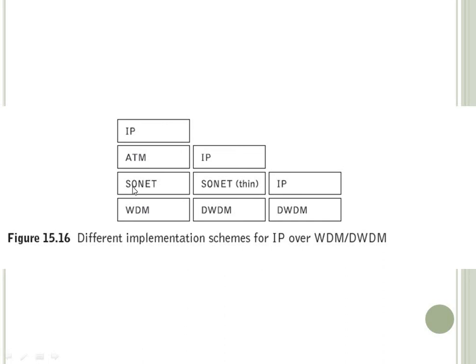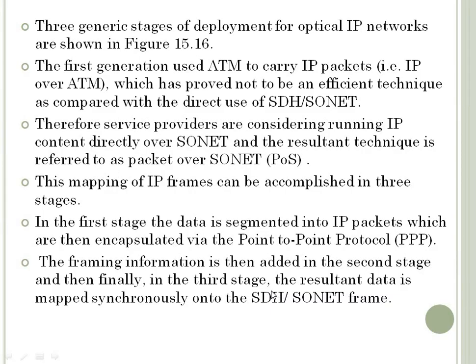So this mapping of IP frames can be done in three stages. The first stage, that is the data is segmented into IP packets which are then encapsulated via the point-to-point protocol. In the second stage, the framing information is then added. In the third stage, the resultant data is mapped synchronously onto the SDH SONET frame.